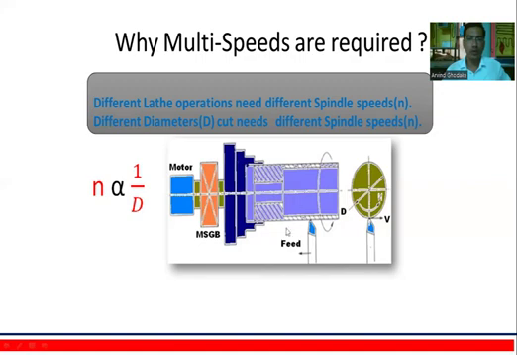We know if the diameter of the workpiece changes, then the spindle speed required is also going to change. So the spindle speed is inversely proportional to the diameter of the workpiece. For different lathe operations, different spindle speeds are required. That is the need for multi-speed. If you want to perform a different operation, or cut a different diameter size, we require different spindle speeds. So there is a need for the multi-speed gearbox in the machine tool.